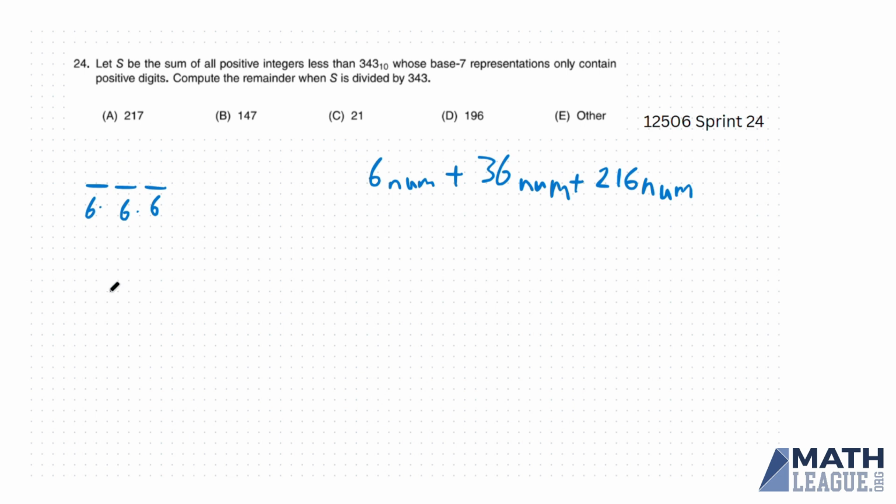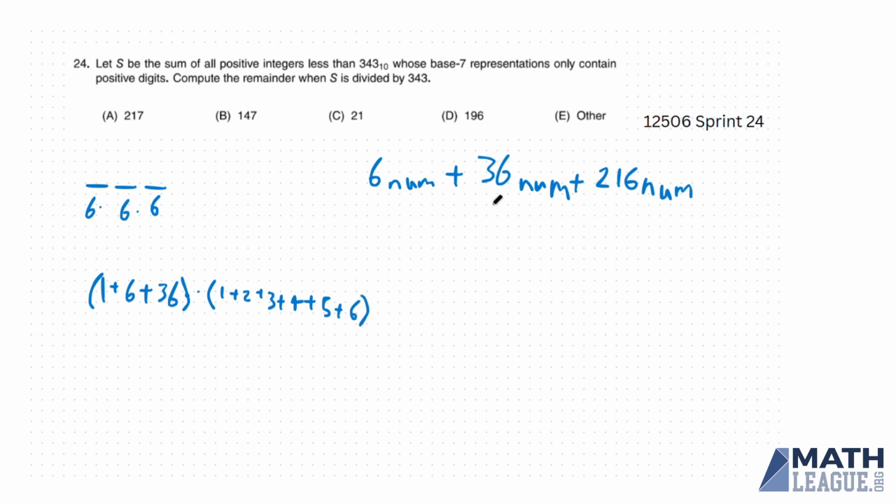first of all, all 3 of these cases will have a units digit, and thus we can write part of the sum as (1 plus 6 plus 36) times (1 plus 2 plus 3 plus 4 plus 5 plus 6).